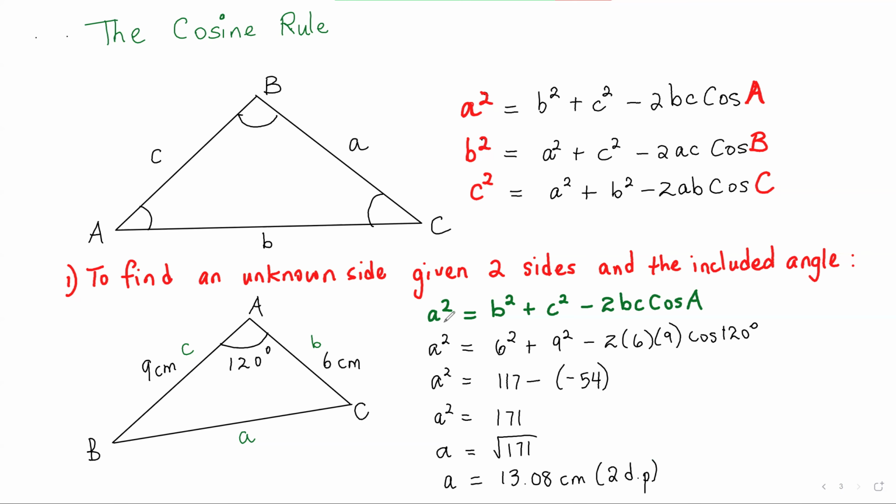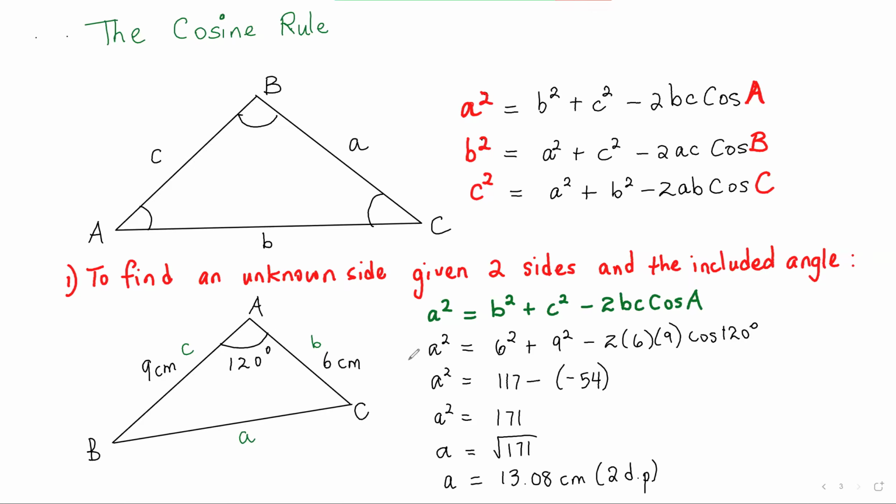So I use the cosine rule. The side that I'm trying to find will be the subject. In this case, it actually is A. So it'll be A squared equal B squared plus C squared minus 2BC by cos A. So therefore, A squared, the square of the unknown side, is equal to the sum of the squares of the two given sides. So that's 6 squared plus 9 squared minus 2 times the product of those. So 2 times 6 times 9 by cos of 120 degrees, because that's the included angle.